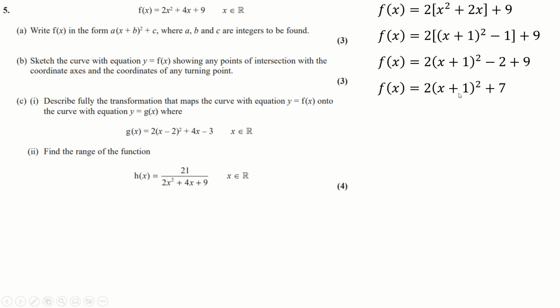Sketch it, so it has a minimum of minus 1, 7, which is up here somewhere. And it has a y-intercept of 9, which is there. And then we can just draw a terrible curve through both, and we'll get all the marks. Next, describe the transformation here.